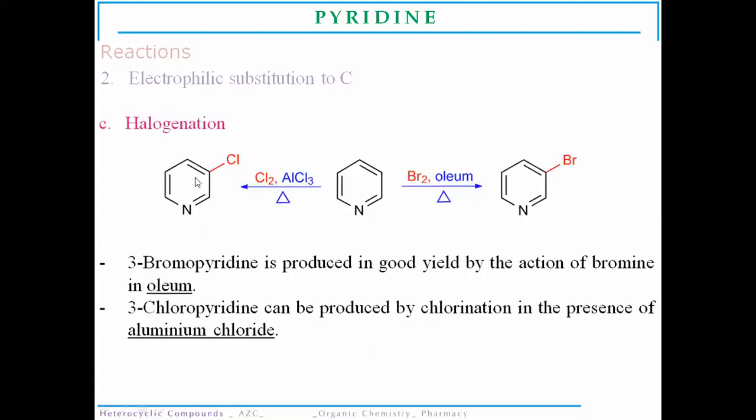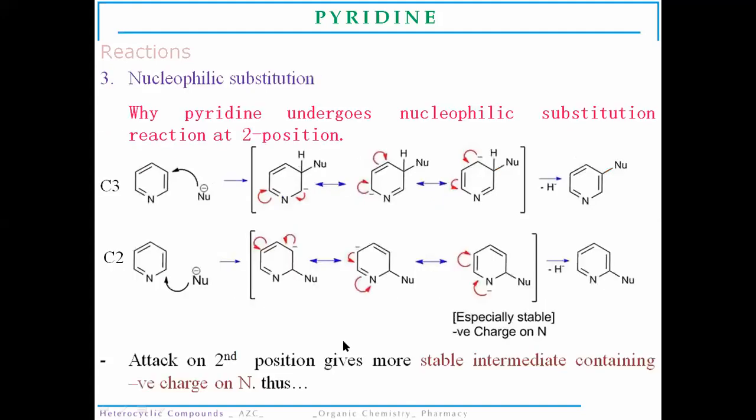Then halogenation, which also happens at the third position. When pyridine undergoes halogenation in the presence of aluminum chloride, it synthesizes 3-chloropyridine. With bromination in the presence of oleum, it synthesizes 3-bromopyridine. So 3-bromopyridine is produced in good yield by the action of bromine in oleum, or 3-chloropyridine is formed when it reacts with aluminum chloride on heating.